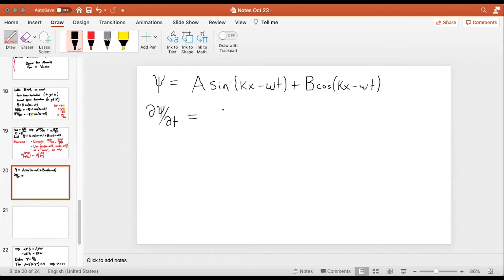Okay, so if we do a first derivative of sine with respect to t, I get a minus omega a cosine of kx minus omega t. And if I do a time derivative of cosine, I get a minus sign, and then I get another minus sign from the minus omega. So I get plus omega b sine of kx minus omega t.